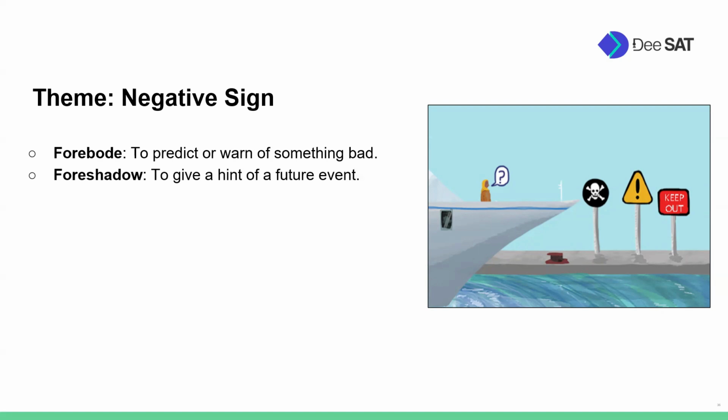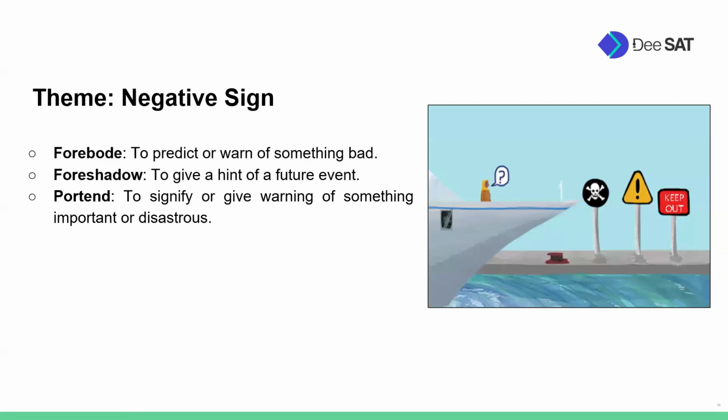Foreshadow, again, when you are giving a hint to something which is going to happen in the future. Portend, when you are able to predict or warn of something that hasn't happened yet, but it is definitely not a good thing to happen.